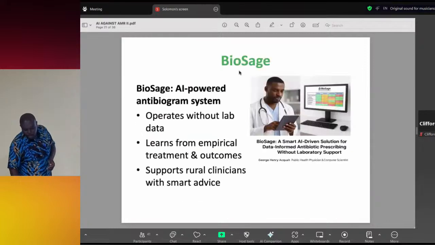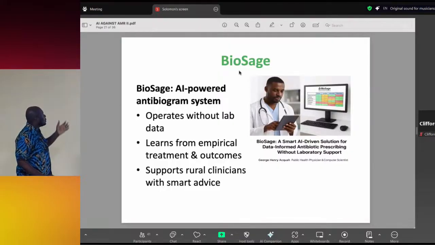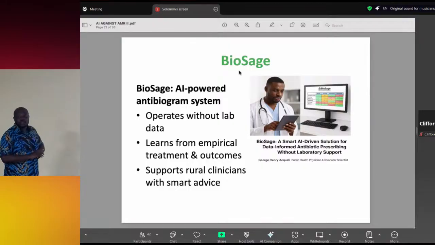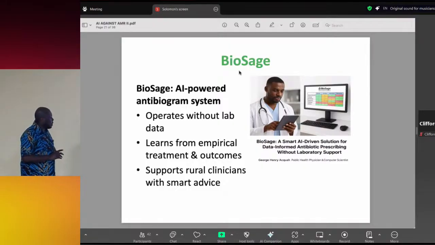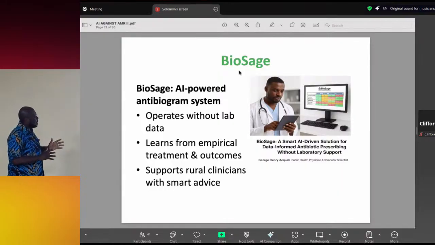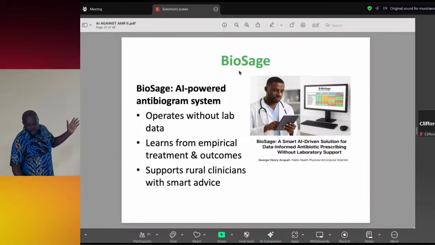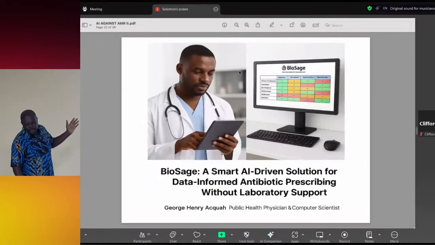Okay, so on this premise, I propose this innovation, BioSage. So BioSage is supposed to be an AI-powered antibiogram system which should operate without lab data. Basically, we should have algorithms that can learn from empirical treatment and outcomes to support rural clinics and places that are underserved with smart devices.